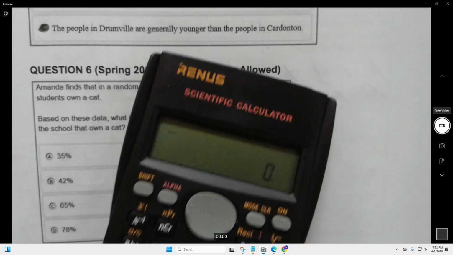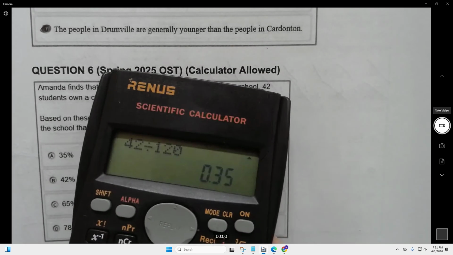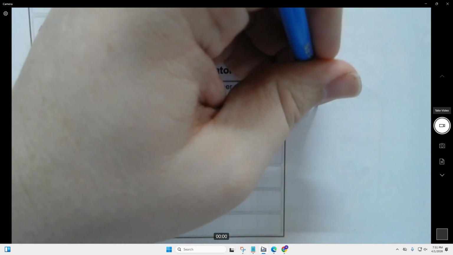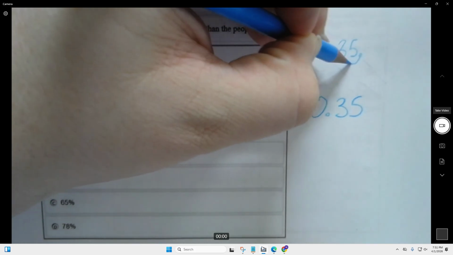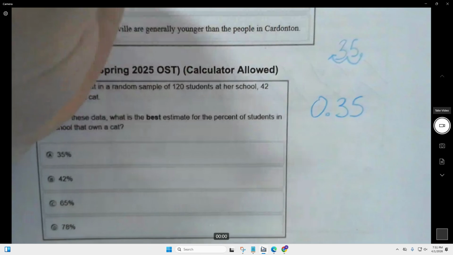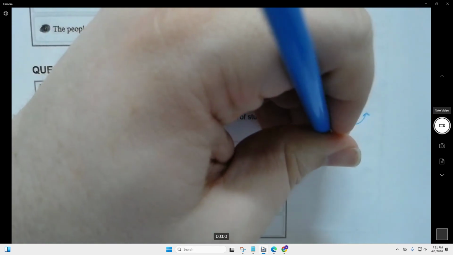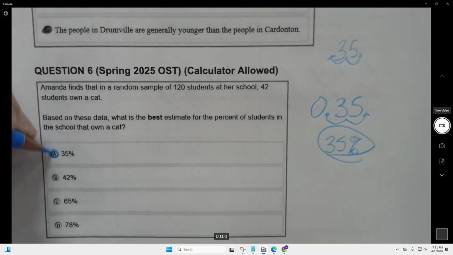Equals. You saw that go away that fast too, right? 0.35. That gives us a decimal. We need to convert that to a percent. So we talked a lot about converting percentages to decimals by grabbing the decimal point and moving it 2 spots to the left. To convert a decimal to a percent, you grab the decimal point and move it 2 spots to the right. So this would be 35%, which is A.